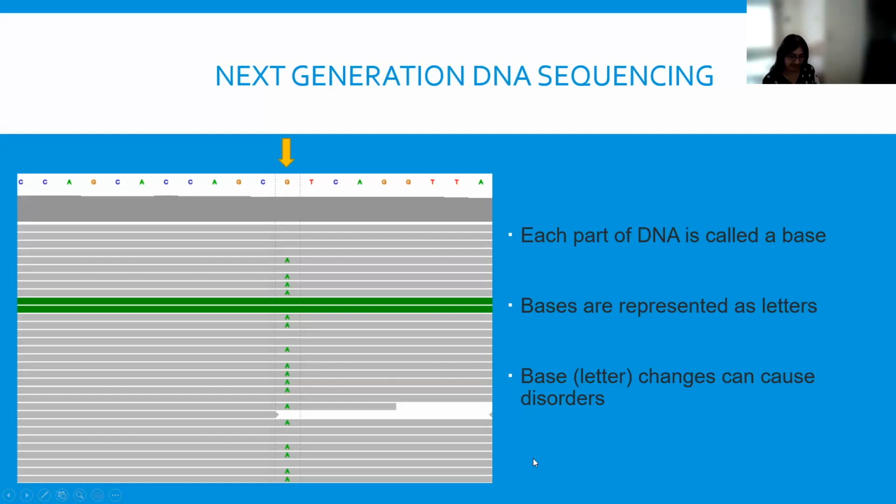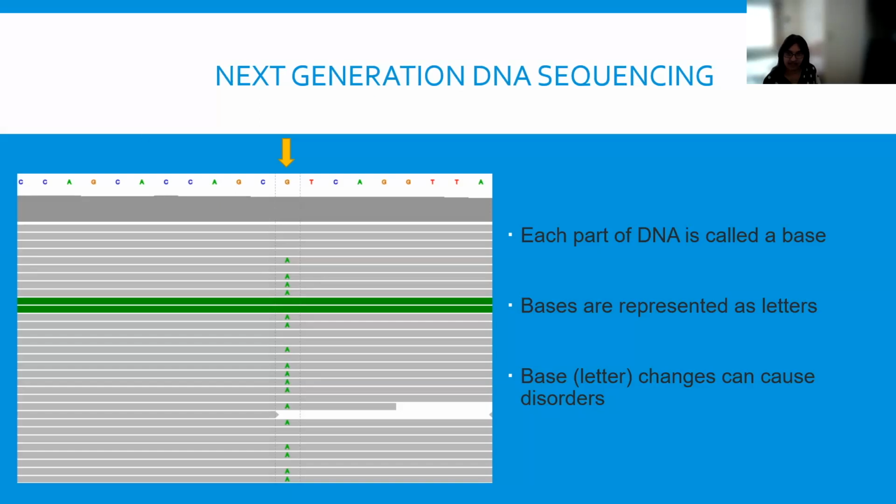So here is an example of DNA sequencing, and we call this technique next generation sequencing. The image shows a section of DNA from the channel gene. There is a sequence of letters at the top of the image. Each letter represents a part of the DNA called a DNA base. So the base or letter highlighted by the arrow is a G. So an unaffected individual would have a G at this position.